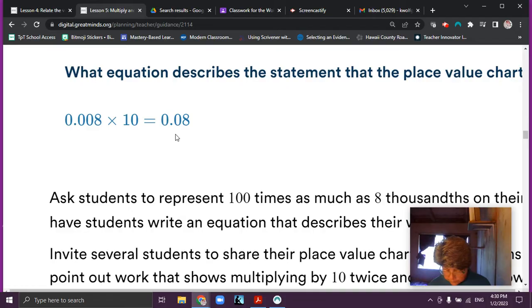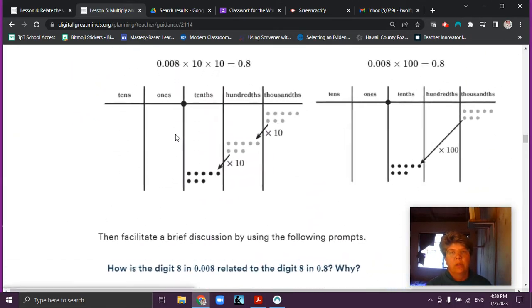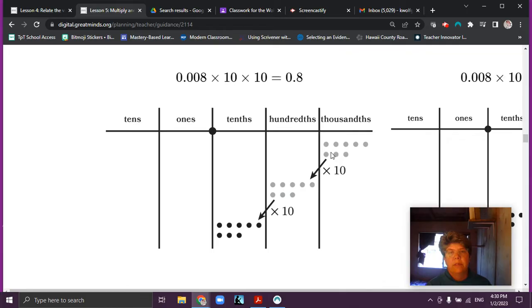Okay. Now, how could we show 100 times as much as 8 thousandths? Can you do that on your place value chart? Show 100 times. You already showed 10, right? And we know that 10 times 10 is 100. So you moved thousandths to hundredths. You have your 8 there. Now move it to tenths. So 8 thousandths times 100 is equal to 8 tenths.